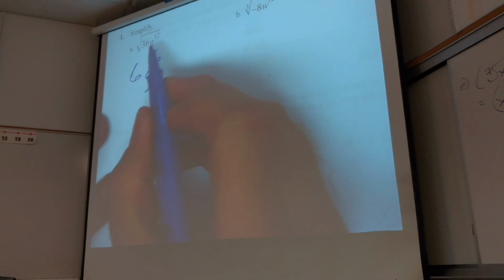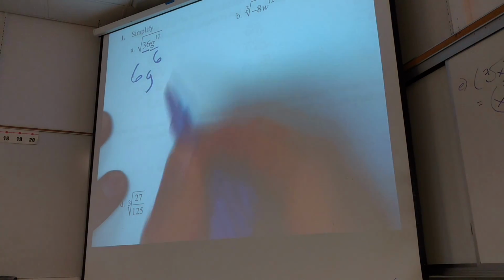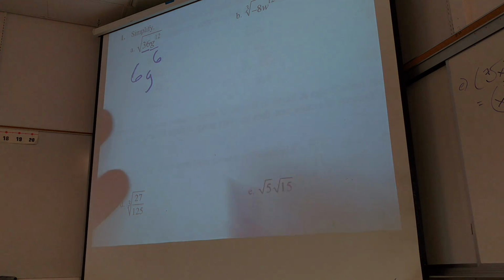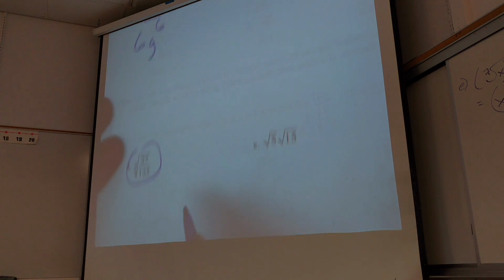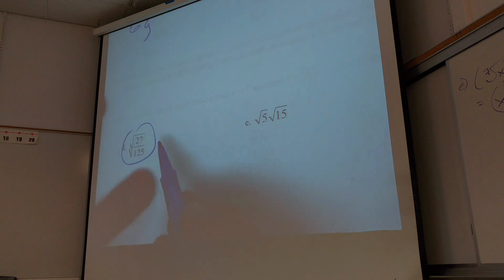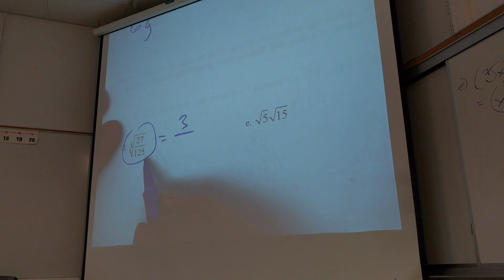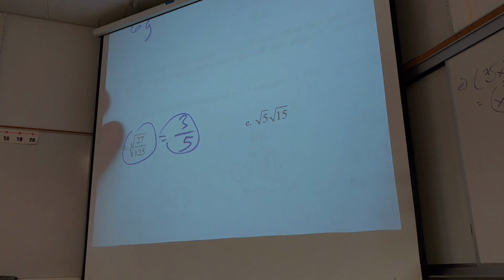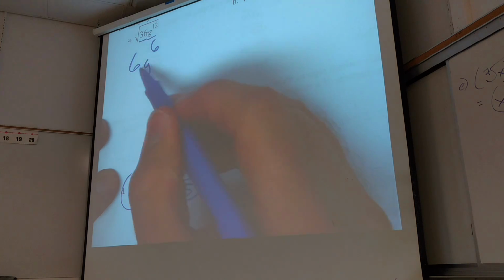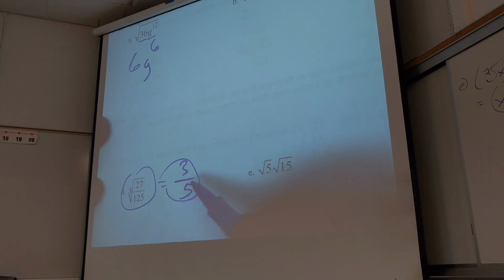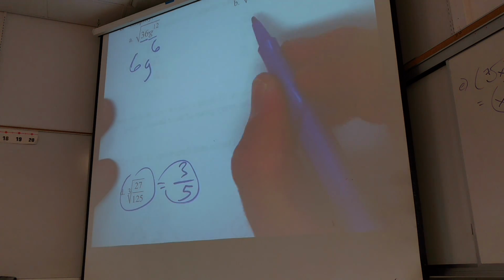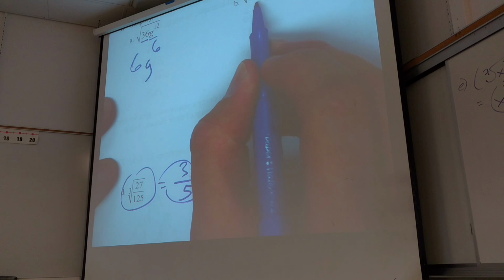Notice how I had 36 times y^12, but I just did each part. That same idea holds here. I can do the cube root of 27, which is 3, over the cube root of 125, 5. The same way I can do the square root of 36 times the square root of y^12. Same thing happens for division. Not a big deal. How are we doing so far? Okay, so here, the same idea, cube root of -8.